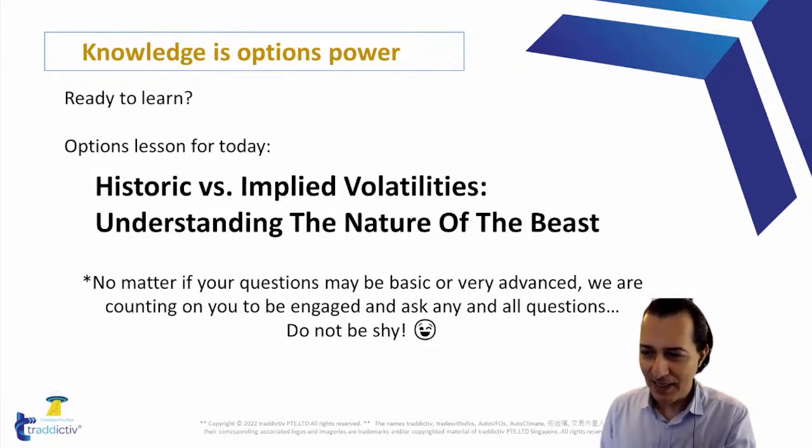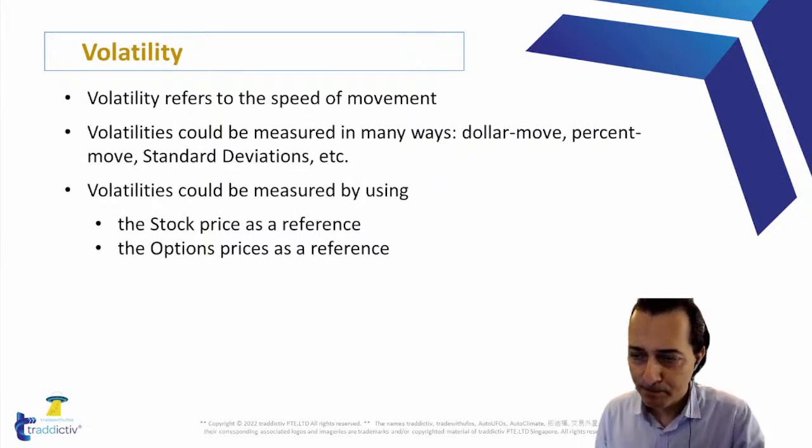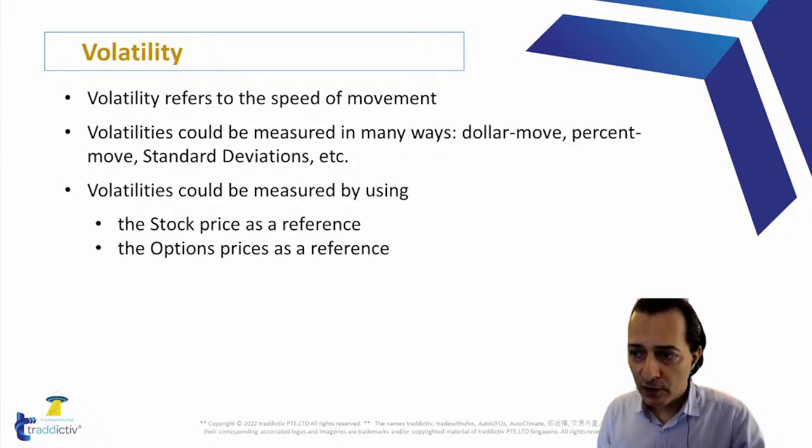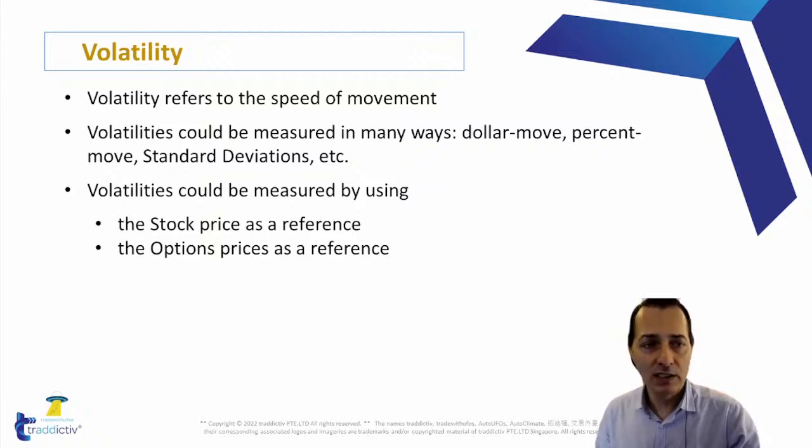And you're going to be like, nature of the beast, what is that? Okay, well, let's first begin with understanding historic and implied volatilities, and you will see where I'm going with the concept of nature of the beast. So first of all, volatility from a generic point of view refers to the speed of movement of a stock, for example. Okay, so if a stock is volatile, it means it moves very fast. If a stock is non-volatile, it means it's moving very slowly.